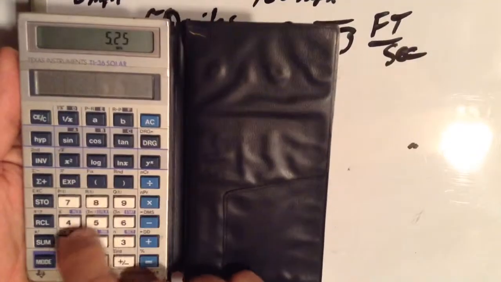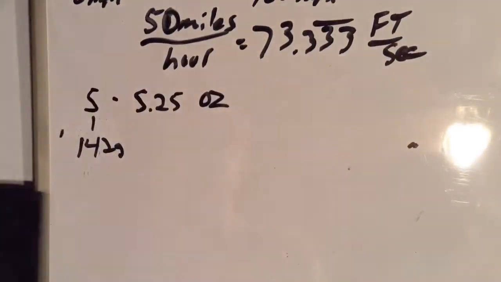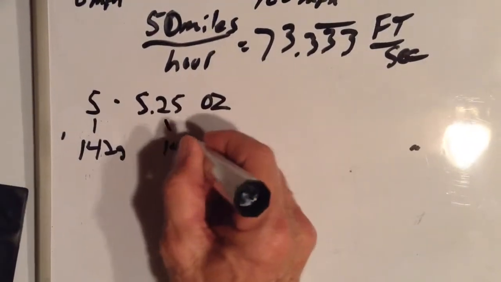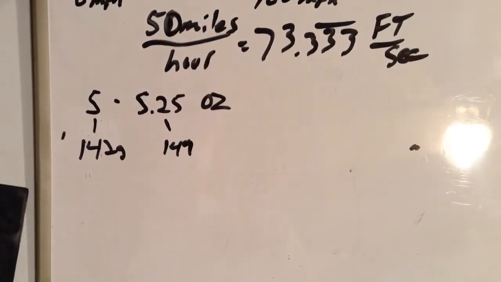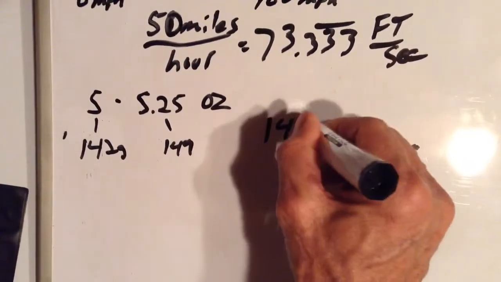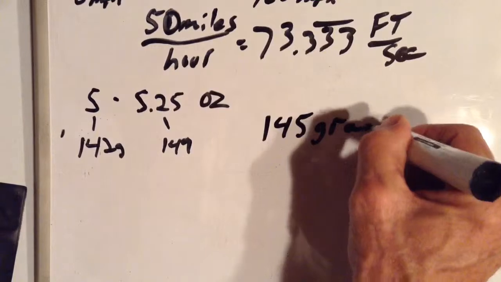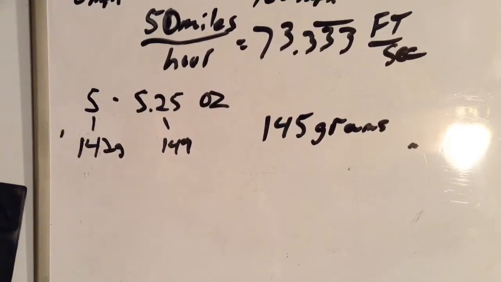Let's try a 5 1/4 ounce baseball. 5.25 divided by 16 equals that many pounds, times 454 grams per pound equals 149 grams. Since they're somewhere between 5 and 5 1/4 ounces, we'll just say our baseball weighs, or not weighs, but has a mass of 145 grams. Pick a number somewhere between those two.